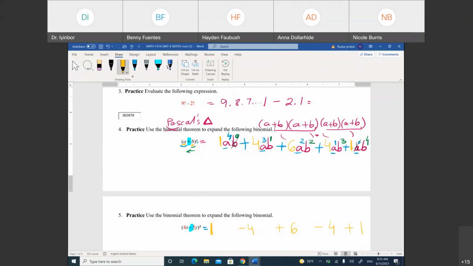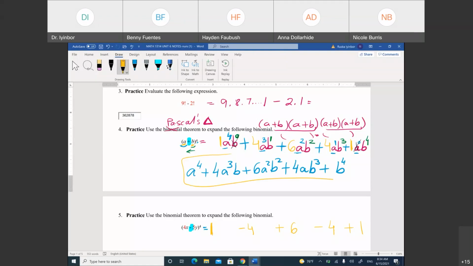I don't have to do anything else. And the final answer is going to be 1a to the 4, which is just a to the 4th. Then I have plus 4 a cubed b, you don't need to put b to the first, plus 6 a squared b squared, plus 4 a b cubed, and plus b to the 4th. And that's my final answer. See how easy is that?